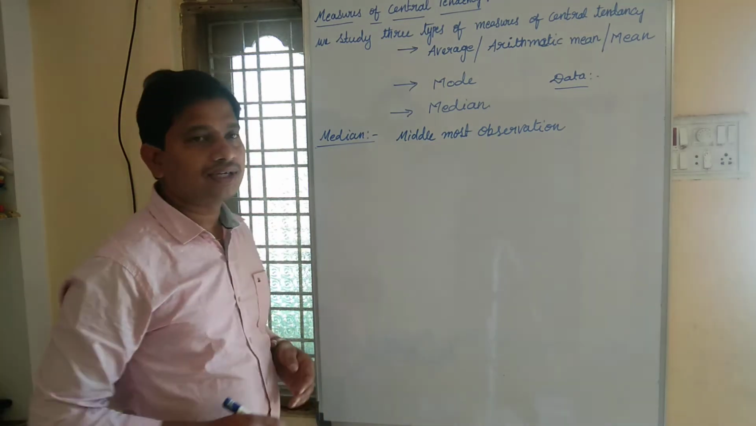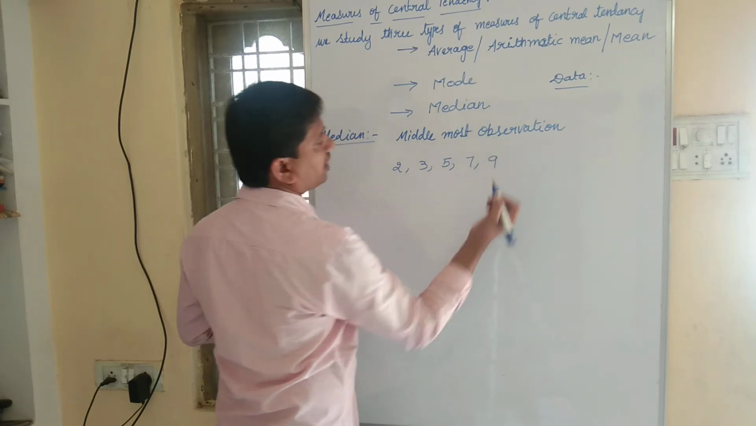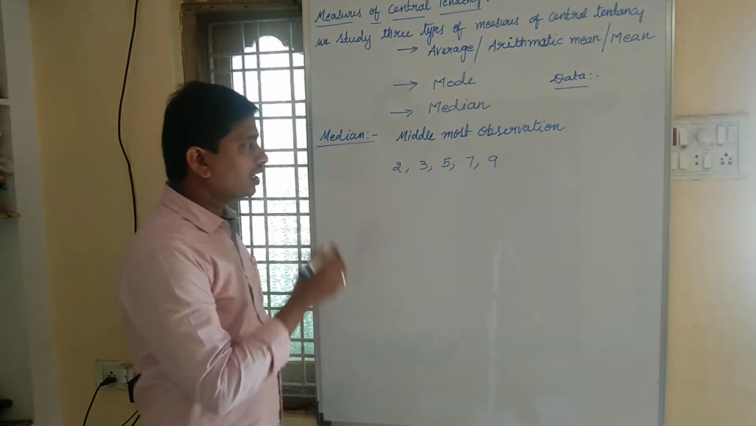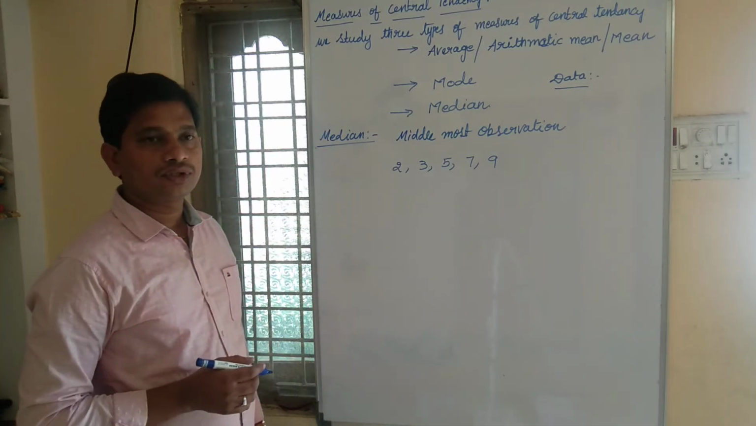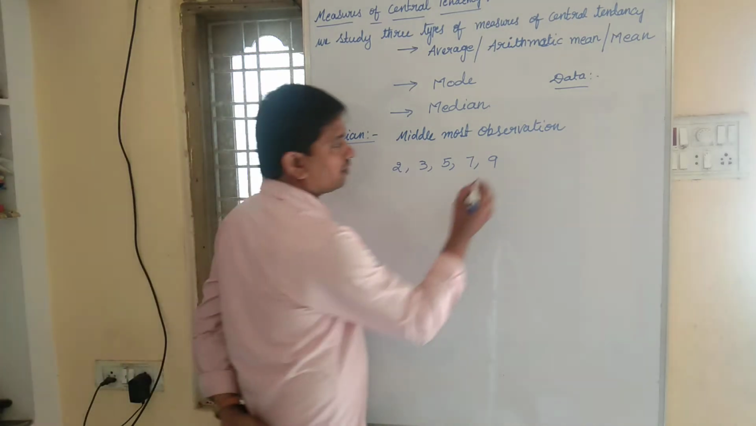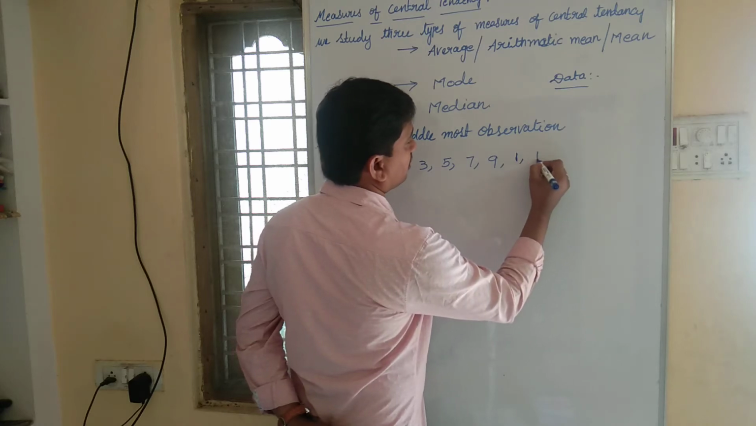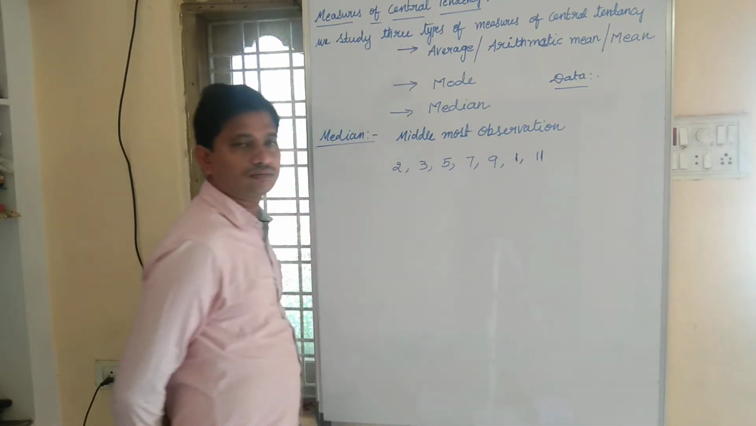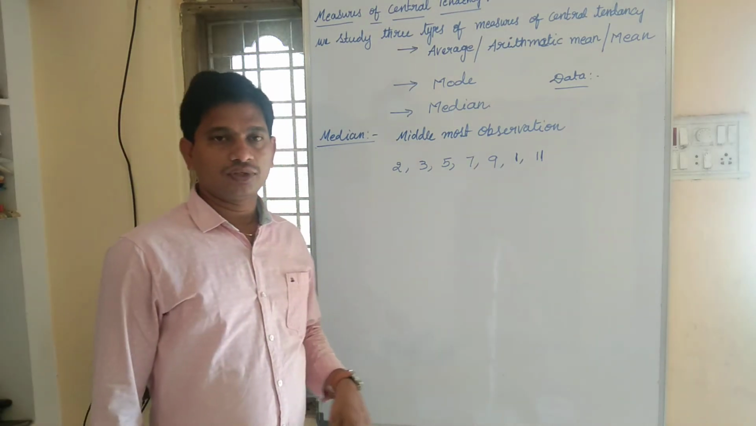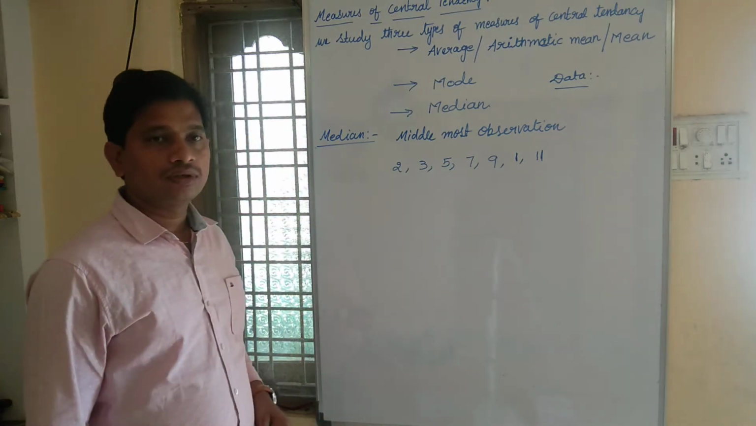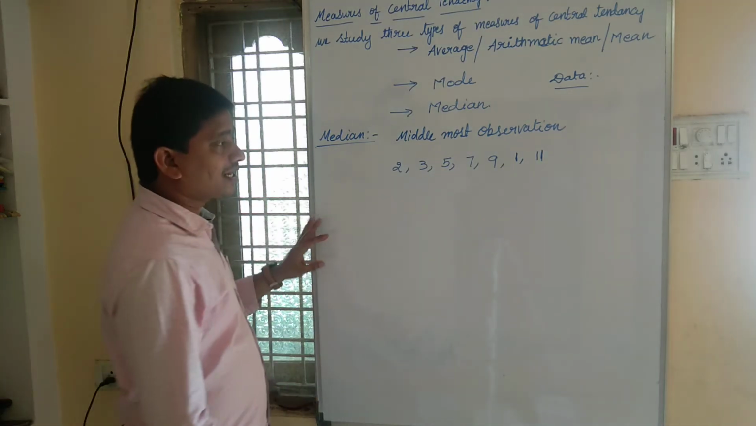For example, consider the data 2, 3, 5, 7, 9. Let us include one more observation, that is 1 and 11. Looking at the given data, is it in ascending order? No, it is not in order. Either we can arrange in ascending order or descending order. So let us arrange in descending order.